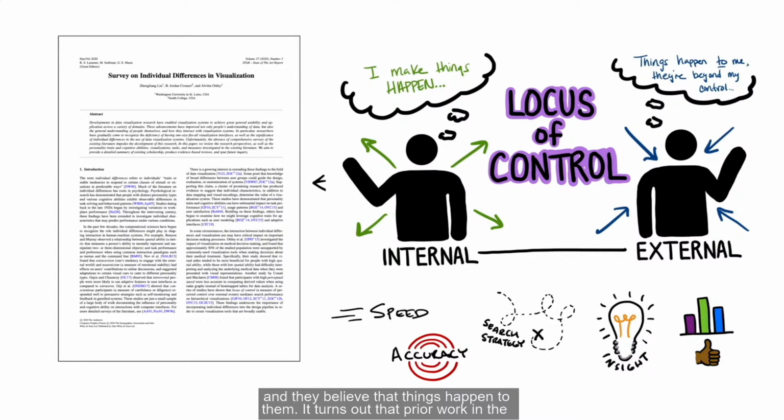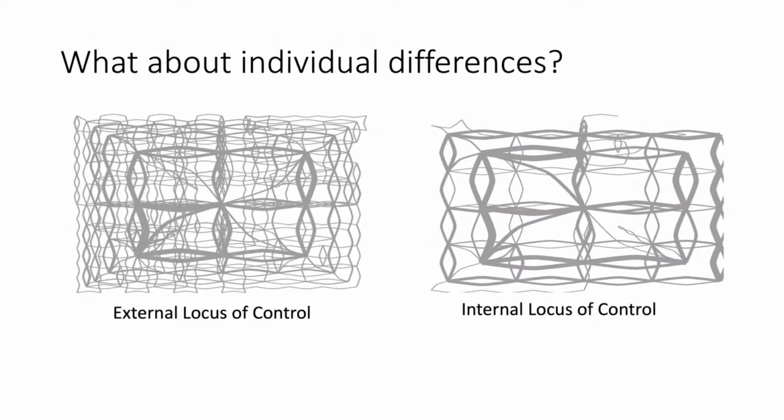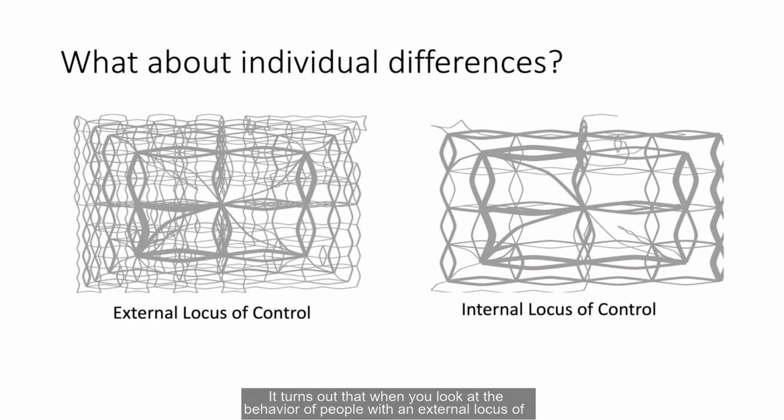It turns out that prior work in the visualization community has demonstrated that locus of control can impact speed, accuracy, the amount of insights, and search strategies, as well as preference for visualization designs. When you look at the behavior of people with external locus of control, you see that they would operate at a very zoomed in level while they're looking for Waldo, and they were significantly slower and less likely to find Waldo as well.